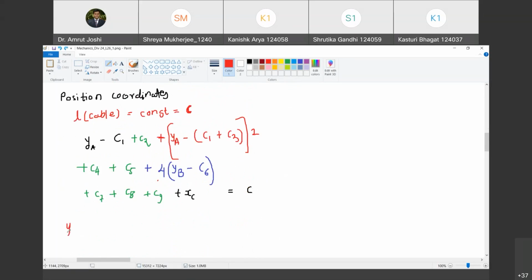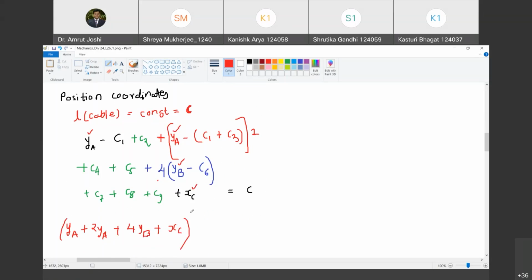So that gives me what? ya. Happy? Yes, sir. Plus 2 times ya. Agreed? Yes, sir. Plus 4 times yb plus xc. Agreed? Yes, sir. These are the terms which depend upon time. So I have considered these terms.